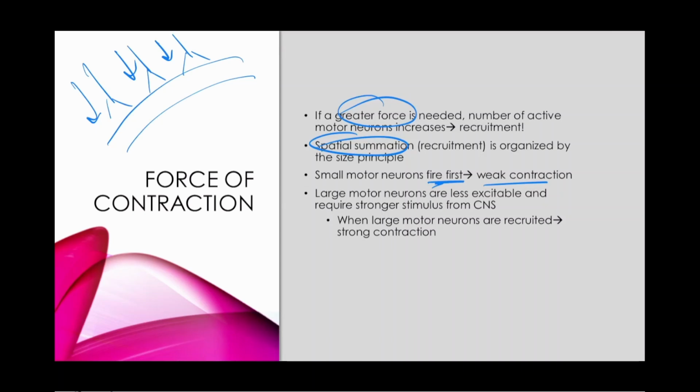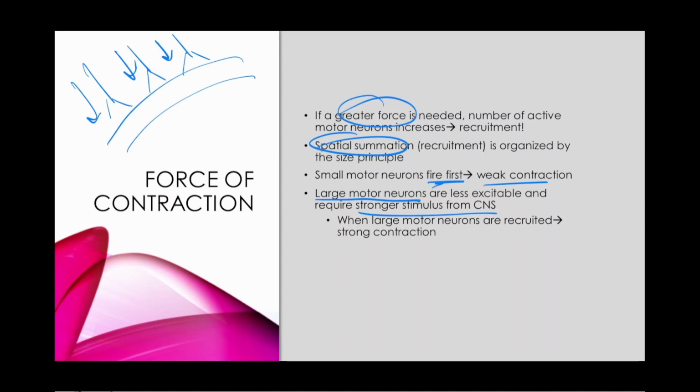You can't really generate much force over that, but as you continue the movement, then you get a lot more contraction. But that first little bit on the bottom there doesn't do much. Then you start getting those large motor neurons involved, which are less excitable, so they need a bigger stimulus to overcome threshold. But when it does, it produces a very strong stimulus from the CNS to get a large motor group recruited to allow you to do whatever you need to do.